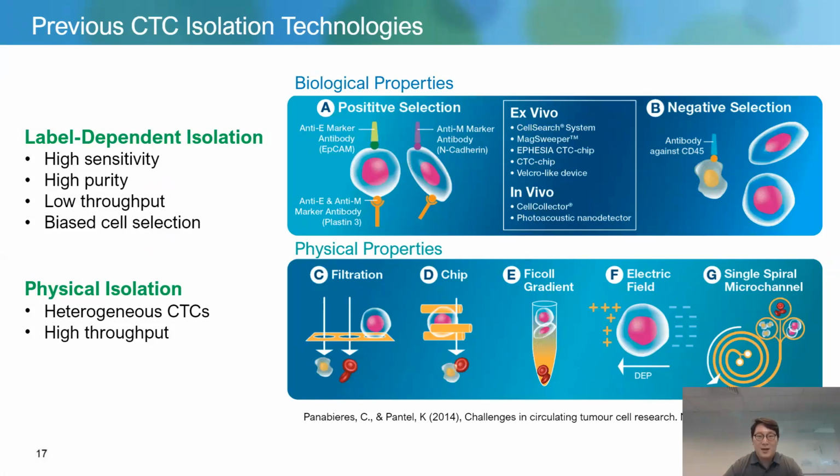Physical isolation actually makes use of differences in physical properties of the cells in the blood, such as size, deformability, and density. These methods include filtration, fiber-based gradient centrifugation, electrical field separation, and some combinations of these. These methods are usually high throughput and have an advantage of capturing heterogeneous circulating tumor cells, even though there is a possibility of losing smaller CTCs.